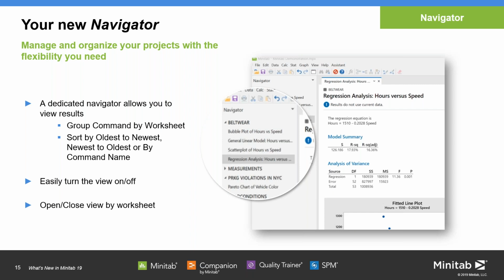And again, that view of the Navigator can easily be toggled on and off to maximize your workspace. You can also collapse the view by each worksheet, so you can really get a lot of output and be able to see and manage everything really easily.